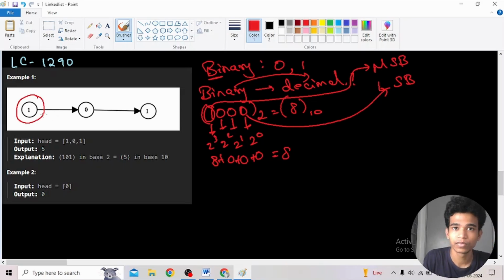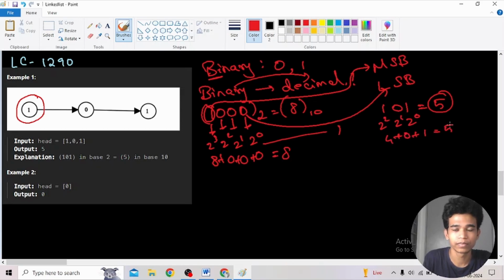At head. That's why I have told you that the number is taken as it is and it can be converted. Because see here, take this 101. By doing this it will give a result of 5. How? 1 into 2 power 0, 0 into 2 power 1, 1 into 2 power 2 is equal to 4, plus 0 plus 1 is equal to 5. Clear? Yes. Now how to approach this problem?